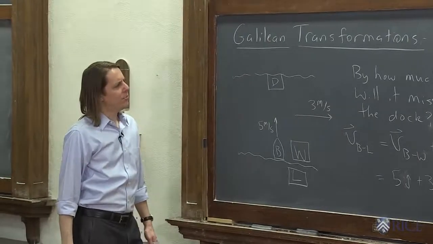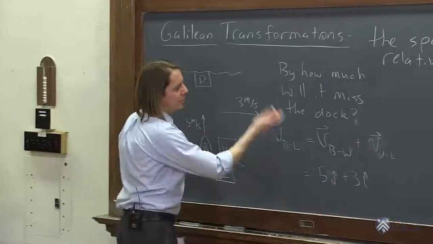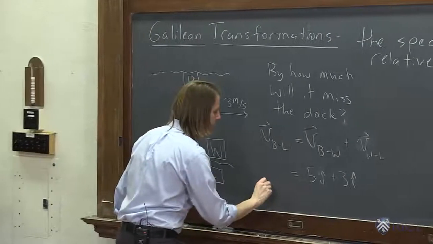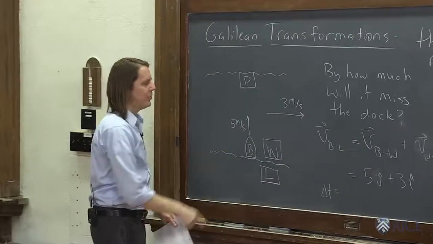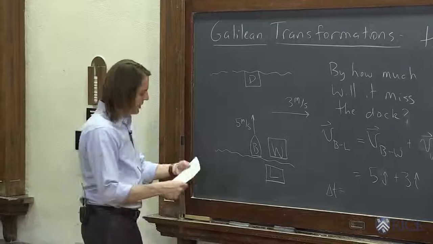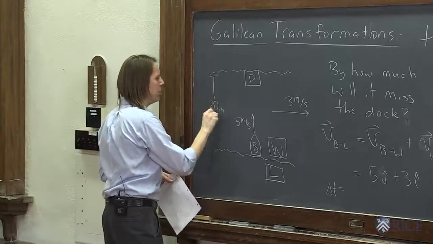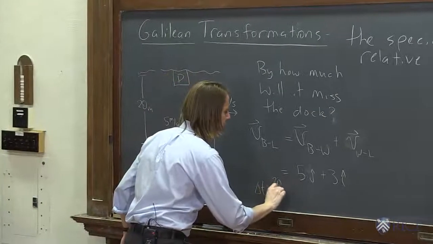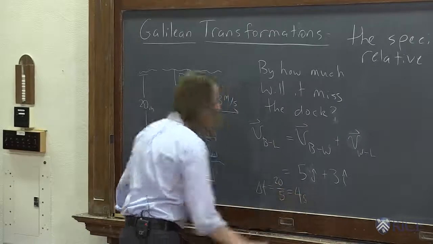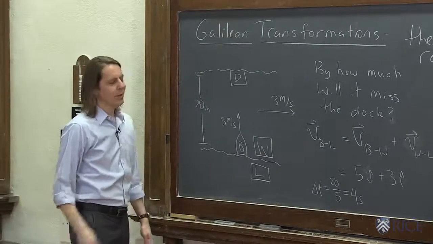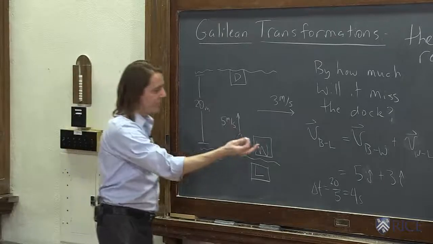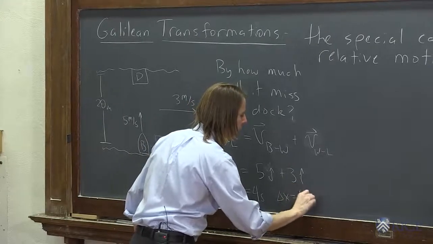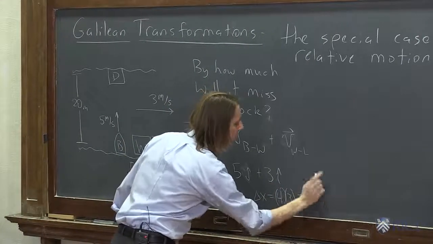So if you wanted to solve that problem, how much will it miss the dock? Then you would probably just do two one-dimensional problems. You'd say, how long is it in the water? Delta t would be, well, it's going 5 meters per second, and you've got to know the width of the river, which I didn't tell you, which is 20 meters. So it'd be 20 meters divided by 5 meters per second, which equals 4 seconds. So there's your y part. And then your x part is simply 4 seconds going 3 meters per second. So it's going to miss by 12 meters. 4 times 3 equals 12 meters.